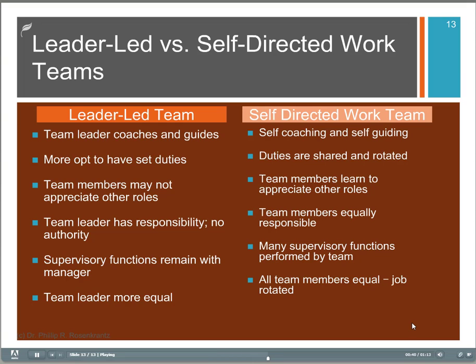Now let me say that there isn't really one model here, one of these two, that's greatly superior to the other. They both work, and they both should be available for a manager to use depending on what they think is going to work best. But let me just say that in the self-directed work team, because people rotate different duties, sometimes they appreciate what other people are going through a little bit more, and that may be an edge under some circumstances.